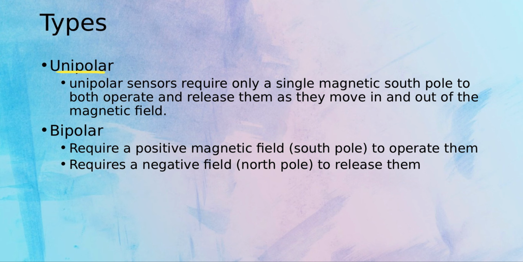Now, a unipolar Hall effect sensor means that these sensors require just one magnetic south pole, that is a positive south pole, to operate, and they release as they move out of the magnetic field. But in bipolar, we require a magnetic field that has a positive south pole to operate, and we also require the north pole, having a negative field, to release them.